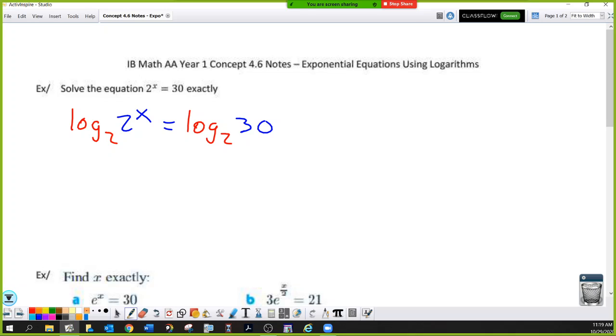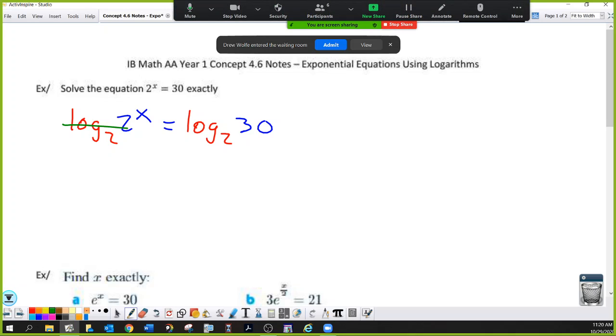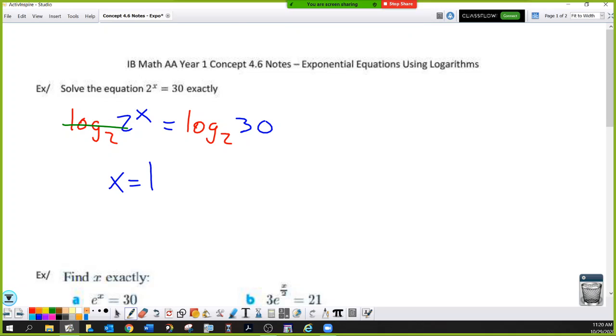And on the left side, log base 2 cancels exponential base 2, and you're left with x equals log base 2 of 30. Boom, done. That's an exact answer. We know that answer is a little bit less than 5, just a hair less than 5. Unlike the IB thing, we need to show that process. It's good to show it, but it's not necessary all the time. It's just good, just in case.